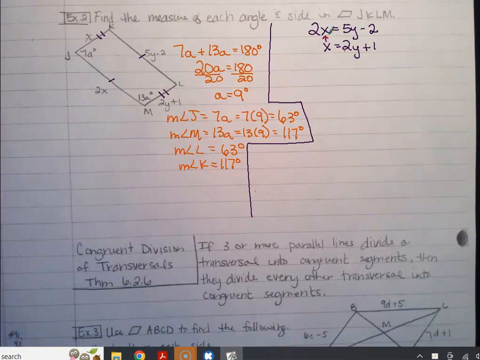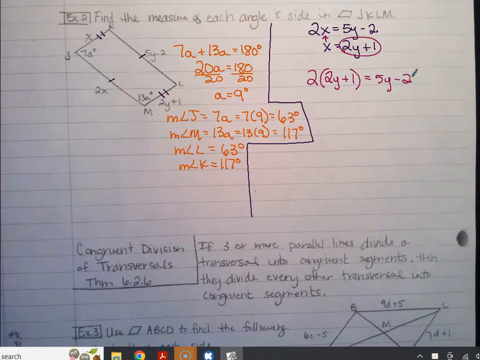We can just put this in there. So we can say, well, this is actually the same thing as saying 2 times 2y plus 1 equals 5y minus 2. And then all of our variables are suddenly y's. We just substituted that in. Pretty sweet deal.